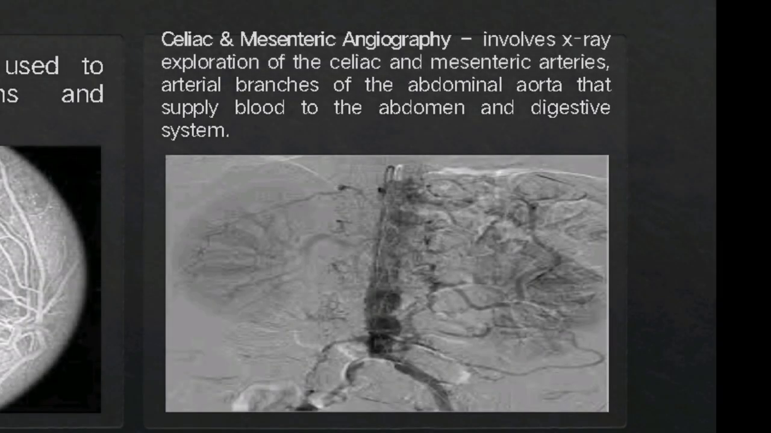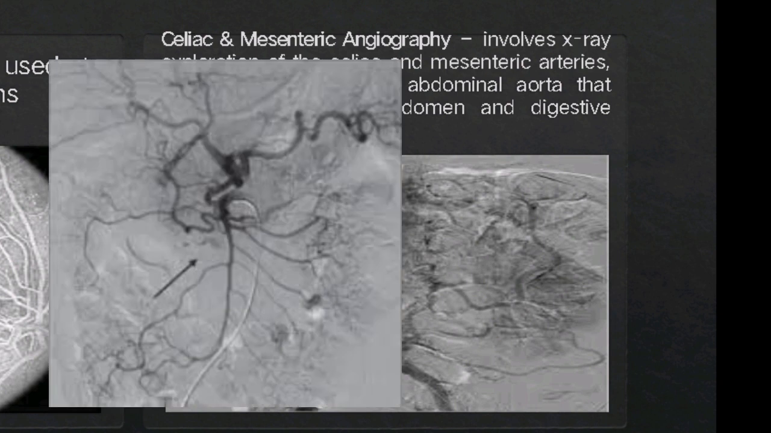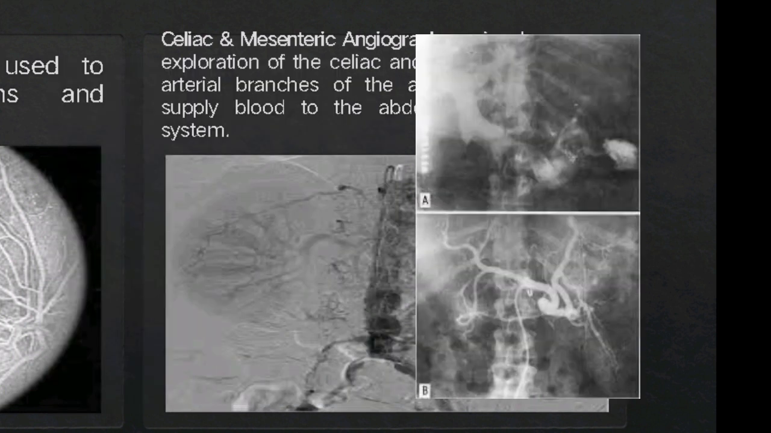Celiac and mesenteric angiography involves X-ray exploration of the celiac and mesenteric arteries, arterial branches of the abdominal aorta that supply blood to the abdomen and digestive system. The test is commonly used to detect aneurysm, thrombosis, and signs of ischemia in the celiac and mesenteric arteries, and to locate the source of gastrointestinal bleeding. It is also used in the diagnosis of a number of conditions, including portal hypertension and cirrhosis. The procedure can take up to 3 hours depending on the number of blood vessels studied.